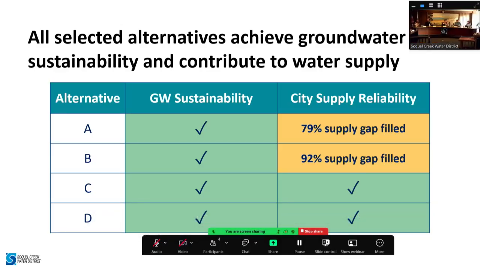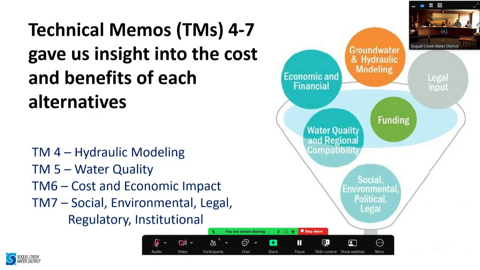So that was our big takeaway from the work that you had been presented last year. And so now I'm going to jump into those next technical memos and our big takeaways from those. These technical memos 4 through 7 all funneled into our understanding now. And like I said, the hydraulic modeling and water quality also fed into the creation of the alternatives.